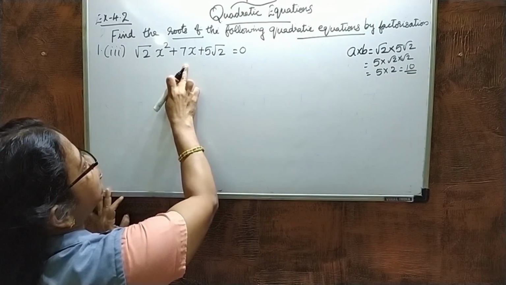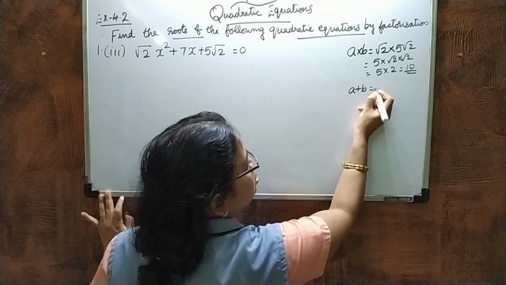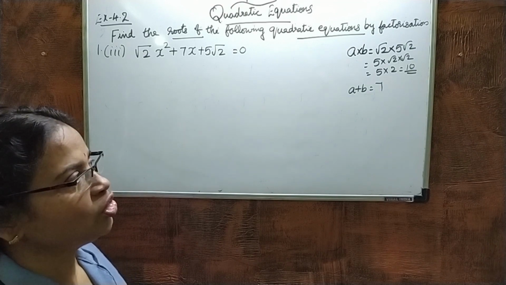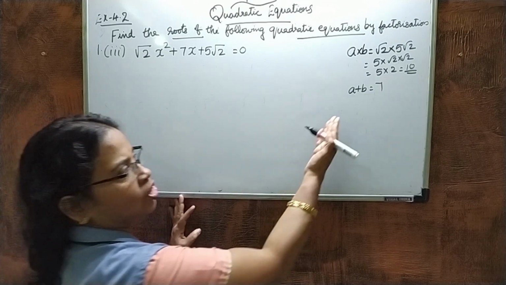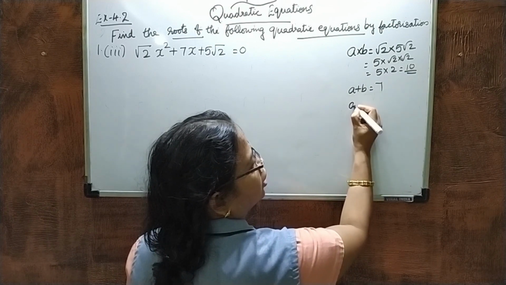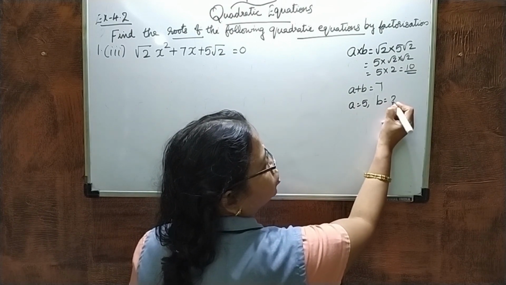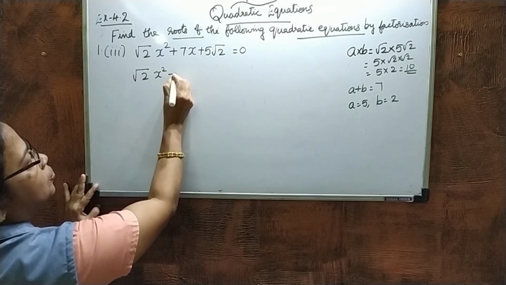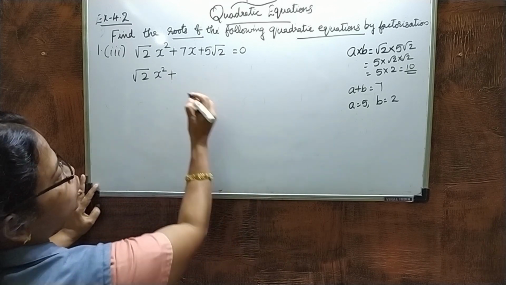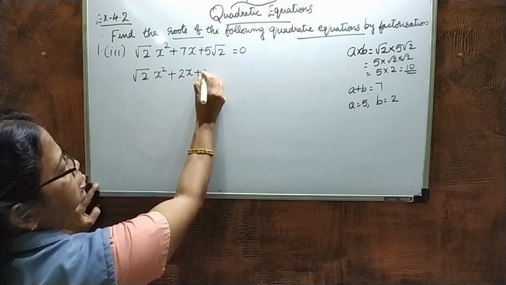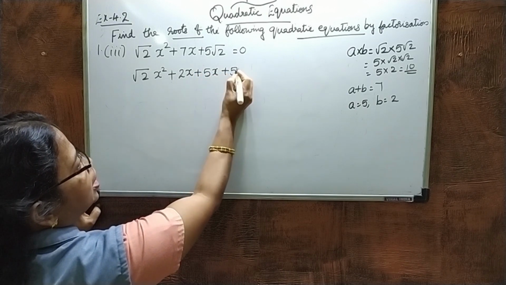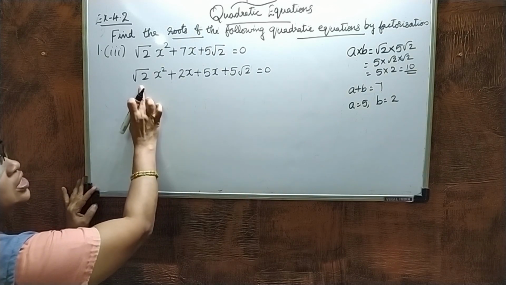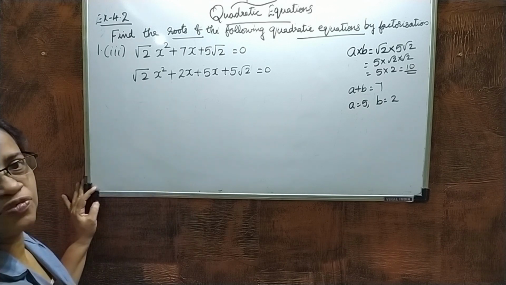Clear? Next one, a plus b. A plus b is equal to 7. Which are the numbers that, when you add, you will get the answer 7, and when you multiply, you have to get the answer 10? The same thing, you will get 5 and 2, right? So a is equal to 5, b is equal to 2. Now we have to substitute here. So it will be root 2x square plus, here we will take 2 first, so 2x plus 5x plus 5 root 2 equal to 0. Clear? I took 2 here because root 2 is there, so it will be easier for you.